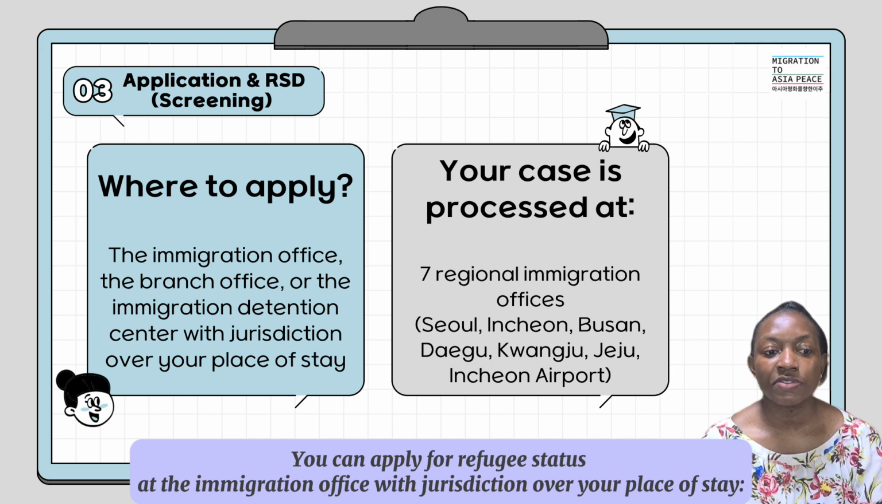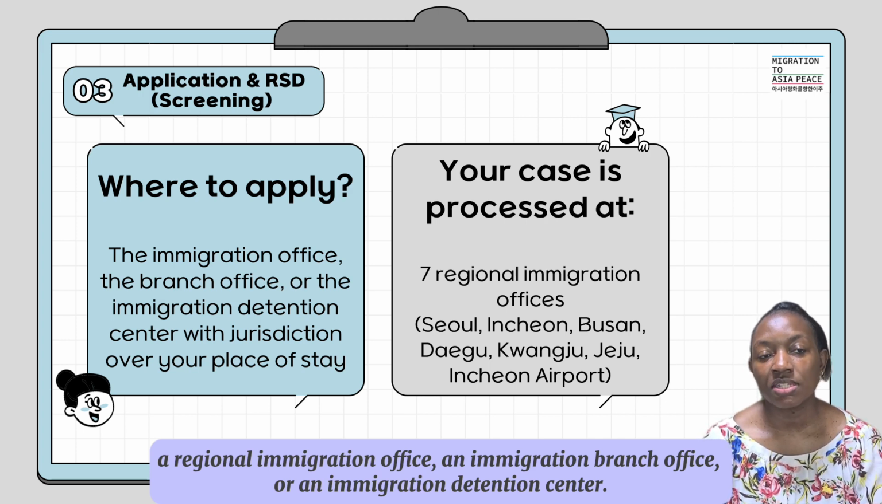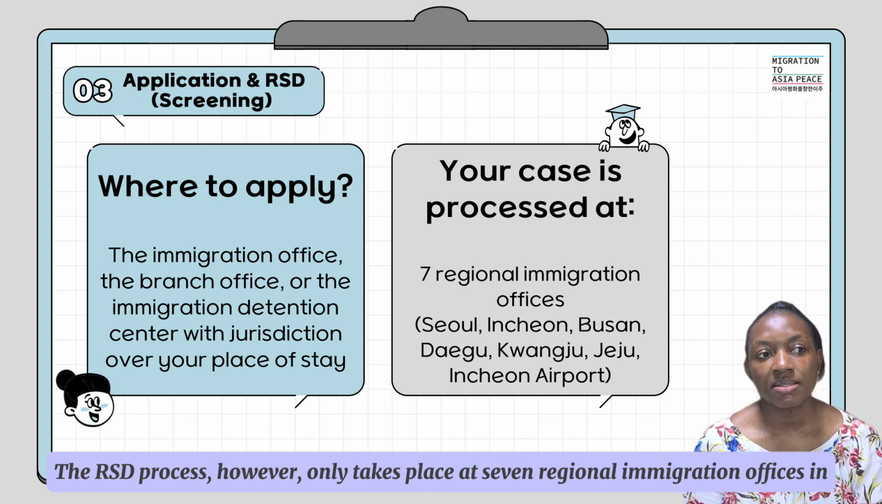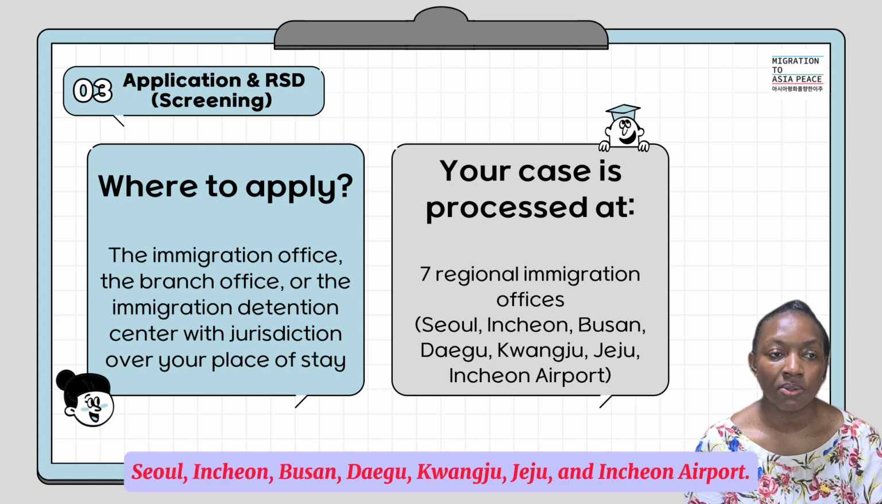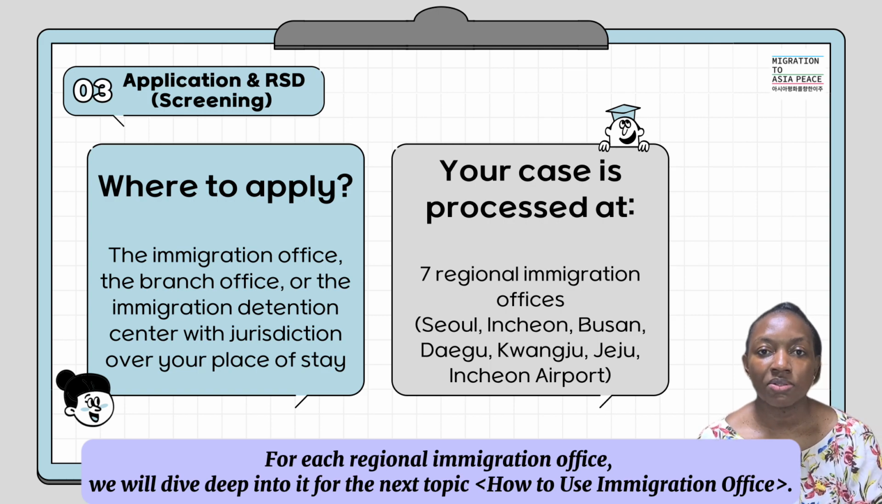You can apply for refugee status at the immigration office with jurisdiction over your place of stay, a regional immigration office, an immigration branch office, or an immigration detention center. The RSD process, however, only takes place at 7 regional immigration offices in Seoul, Incheon, Busan, Daegu, Gwangju, Jeju, and Incheon Airport. For each regional immigration office, we will dive deep into the next topic: how to use the immigration office.